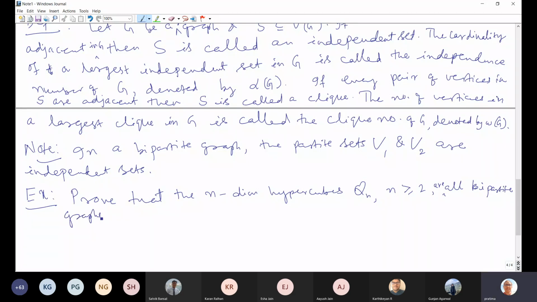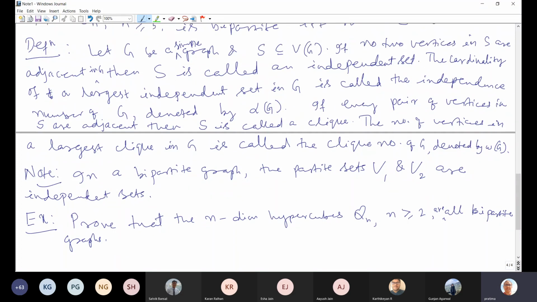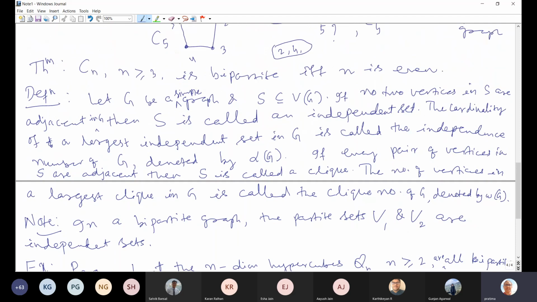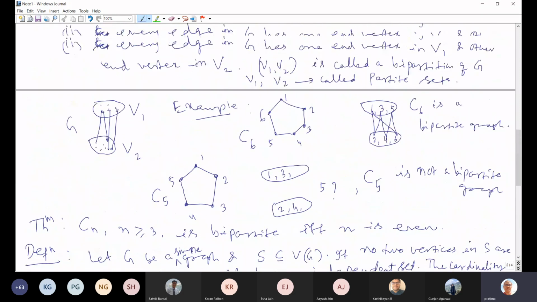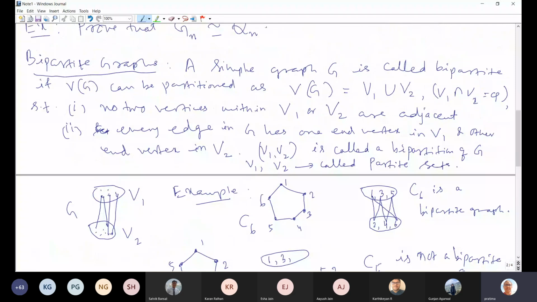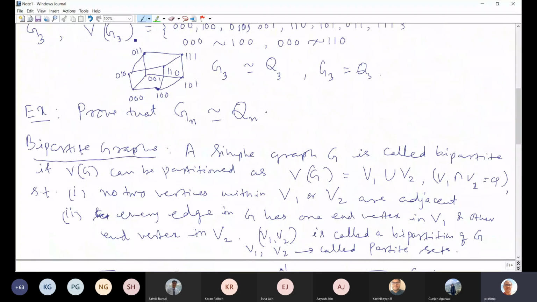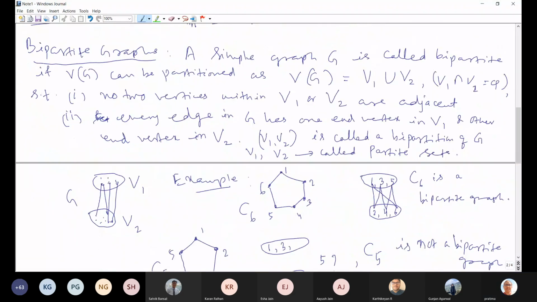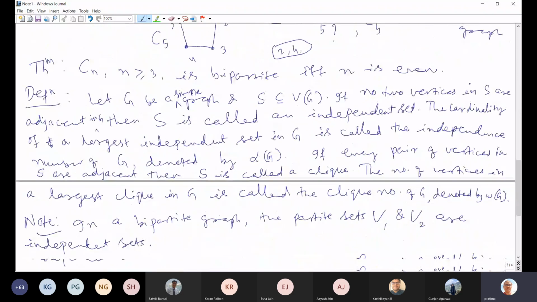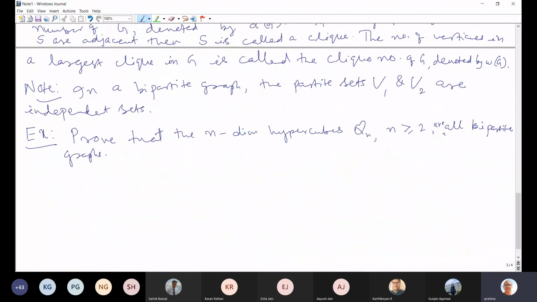Can you see that? At least for the three-dimensional hypercube Q3, work that out and check it. And in general, try to prove it. If you want to prove this for the n-dimensional hypercube, how are you going to proceed? Think about this, and next week I will discuss problems.